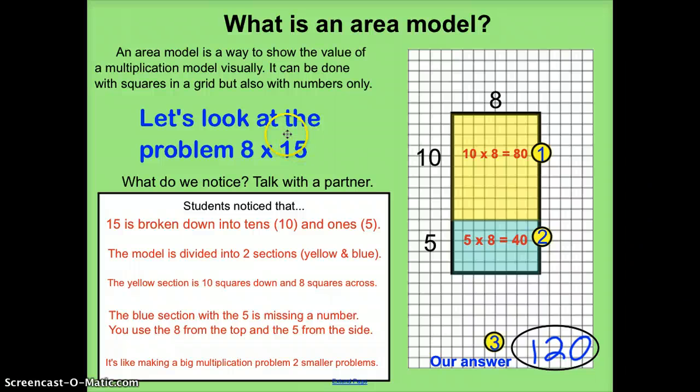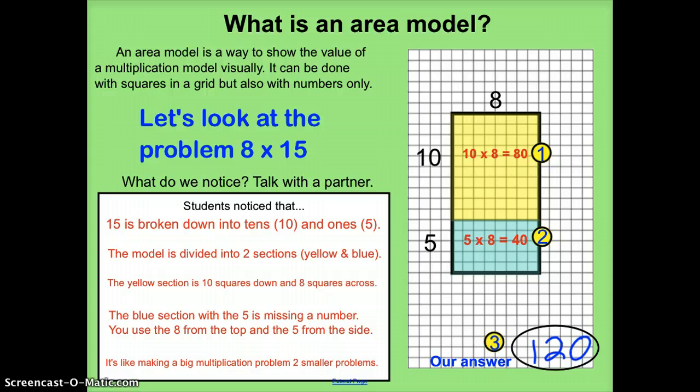Okay, so this problem is 8 times 15. So here's the 8, and here's where the expanded notation comes into play. I'm breaking down or expanding the 15 into 10 plus 5. It's distributive property to give myself two smaller problems. My first problem is this yellow box. It's 8 squares across times 10 squares down. And I know that 8 times 10 equals 80. That's our first product. The second problem is this blue box. And it's going to be 8 squares across times 5 squares down, or 5 times 8 equals 40.